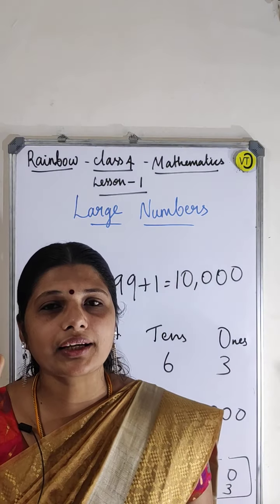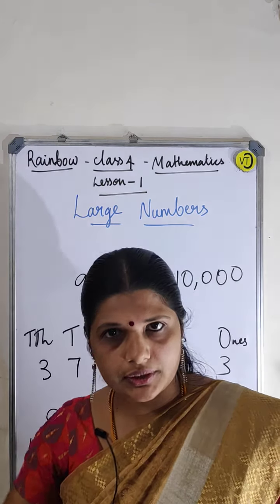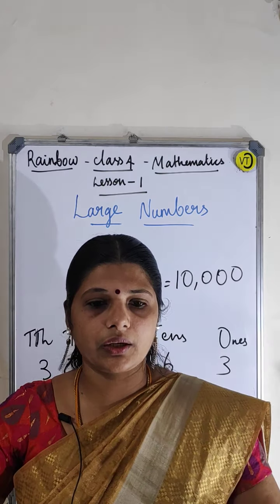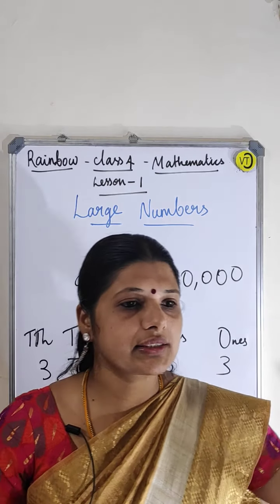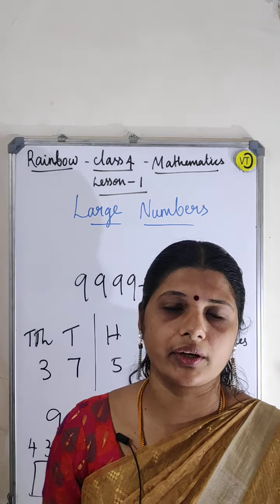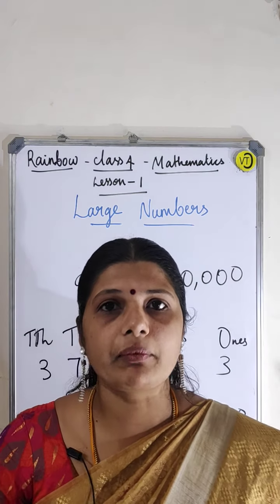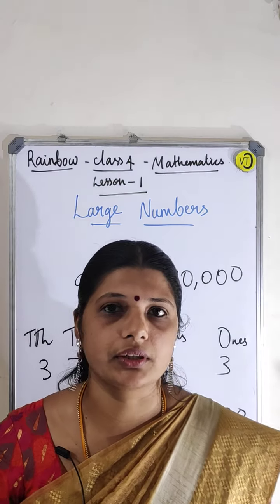So you have to put the commas inside the numbers. Right, after the ones, tens, hundreds, put a comma. Then thousands, 10,000, put a comma. Then lakhs, 10 lakhs. This way you have to read the numbers also. Only putting the commas is not a big deal here. According to the commas only you are going to read the numbers.